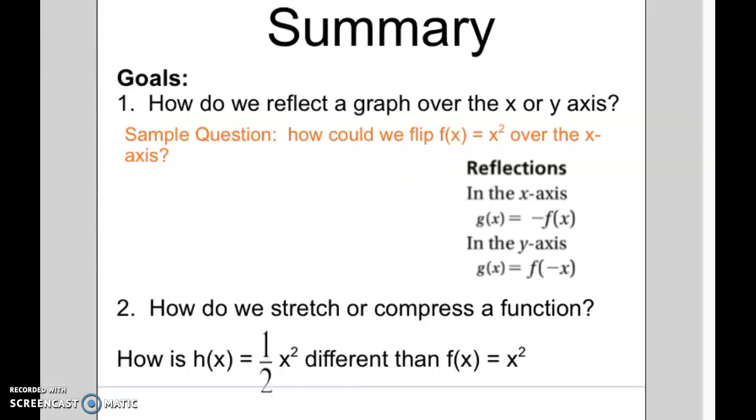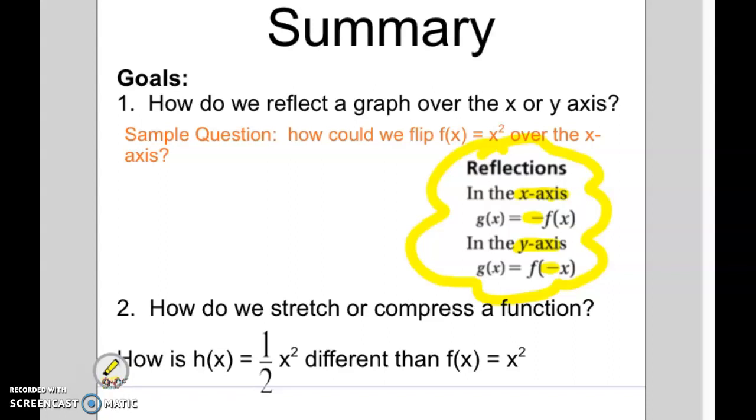Right? So to summarize, if you want to look at the reflection summary here. The negative is on the outside, it's a reflection over the x-axis. If the negative is on the inside, it's over the y-axis. Okay, kind of a whole thing with that.